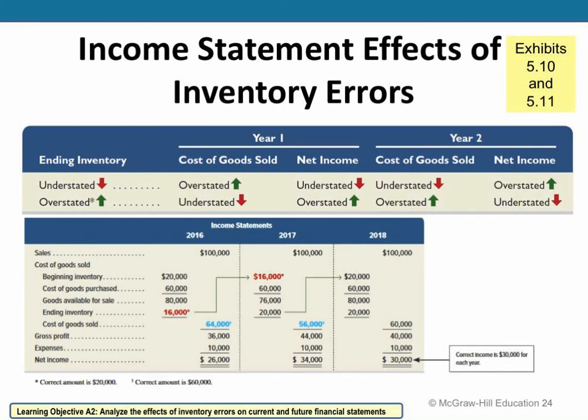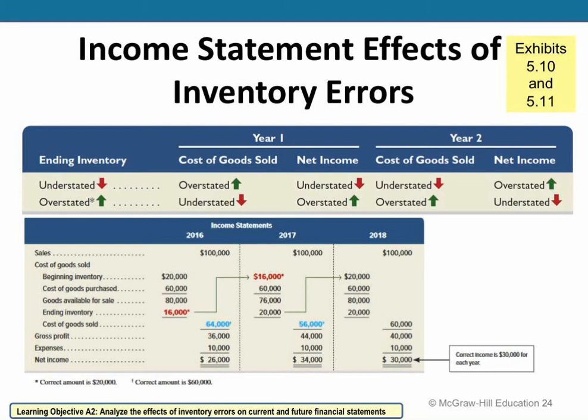Now, if we have an amount that's understated on ending inventory, what that's going to do, because we're splitting the goods available for sale between ending inventory and cost of goods sold, is this: understatement of ending inventory is going to be an overstatement initially of cost of goods sold, which is going to understate net income. And the converse is true: if we overstate ending inventory, we'll be understating cost of goods sold and overstating net income.